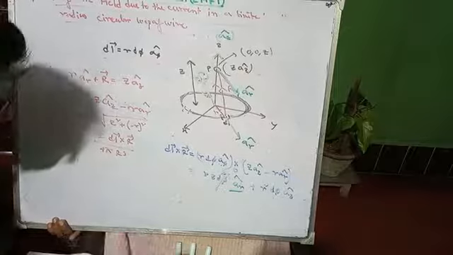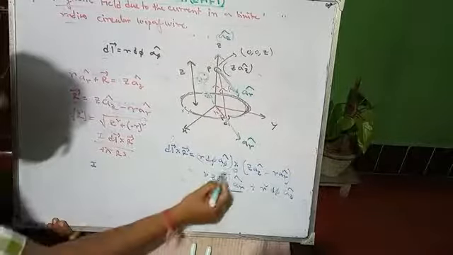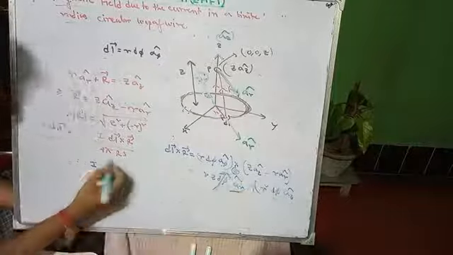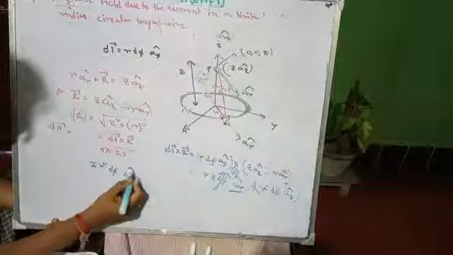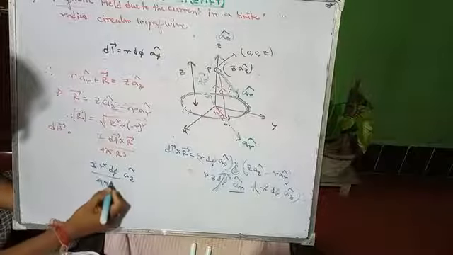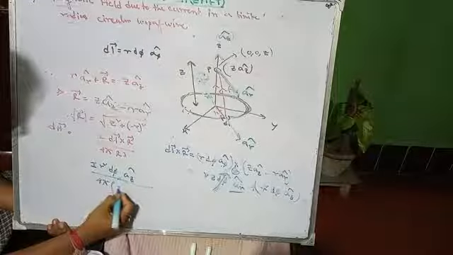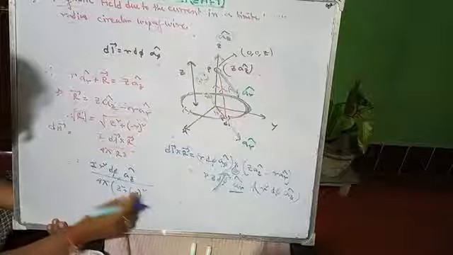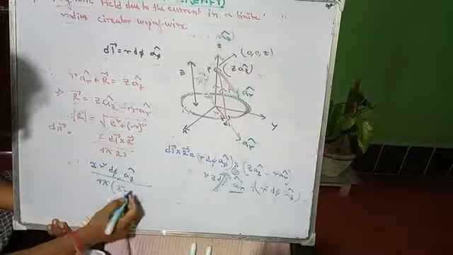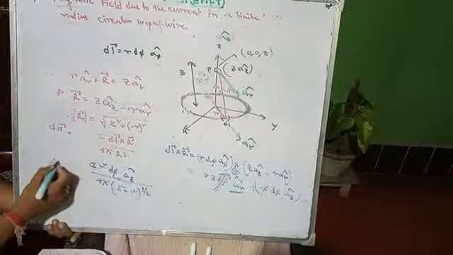So what will be your current ultimate result? I dl cross aR will become 0. Only what remains is I R square dφ aZ cap divided by 4π. Your R means Z square plus R square, so you can write (Z square plus R square) to the power 3 by 2. This is your dH.